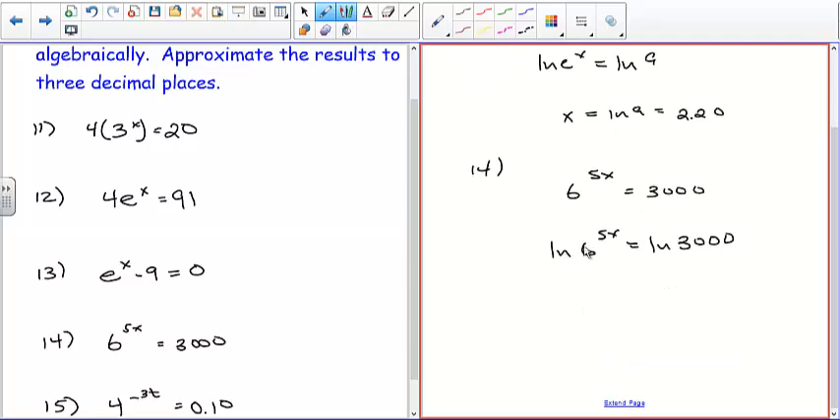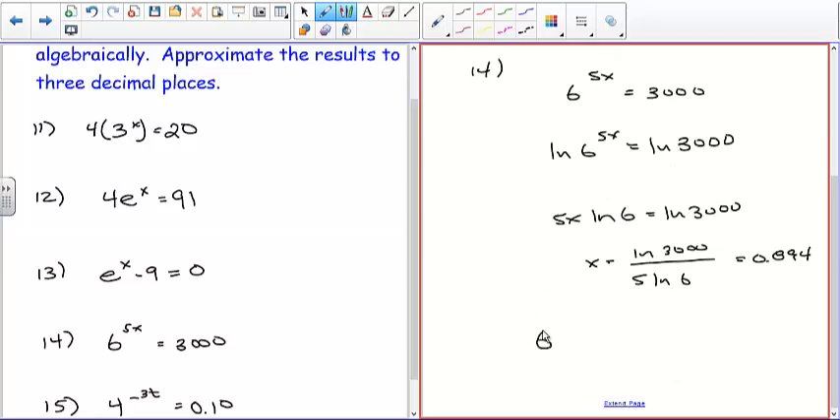So you can take the exponent out. So you get 5x times the natural log of 6 equals the natural log of 3,000. Divide both sides by 5 times the natural log of 6. So you get x equals the natural log of 3,000 divided by 5 times the natural log of 6. Plug that in your calculator, and I get 0.894.